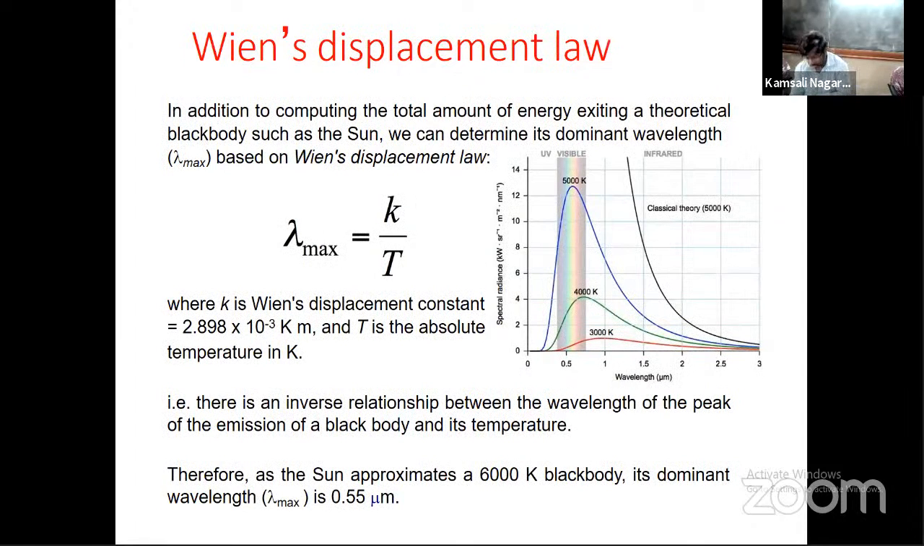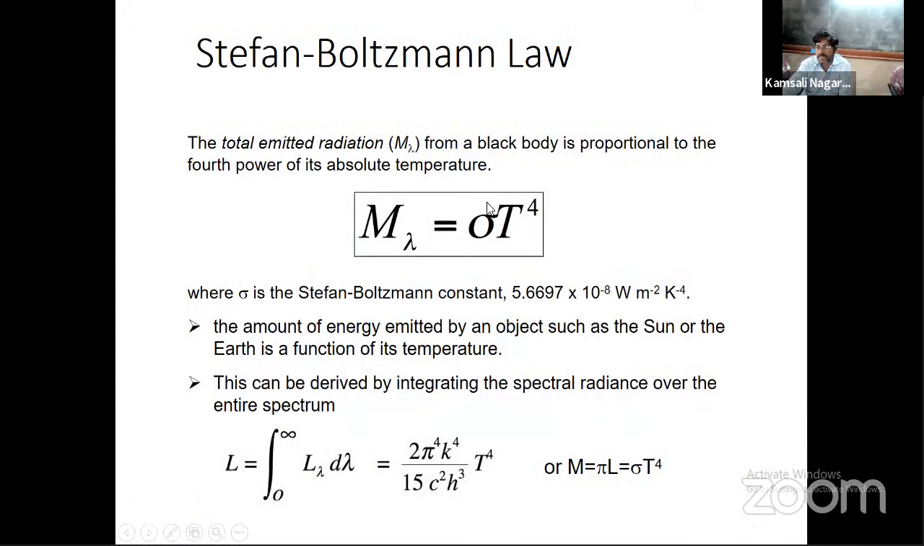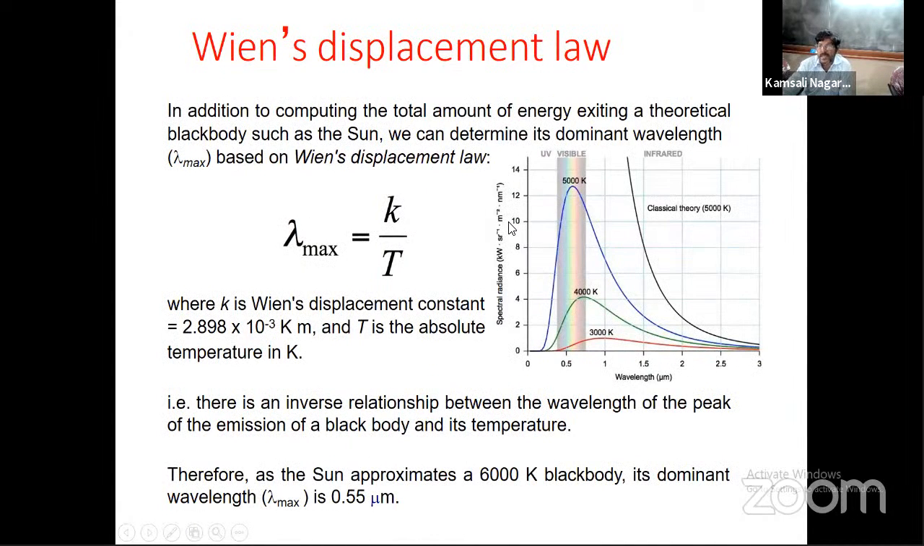This we discussed earlier. Wien's displacement law gives us, in addition to computing the total amount of energy exiting a black body, the wavelength as well. Earlier we estimated the temperature, and we can also estimate the total amount of energy emitted by the sun or any hot object. One can also estimate the wavelength.